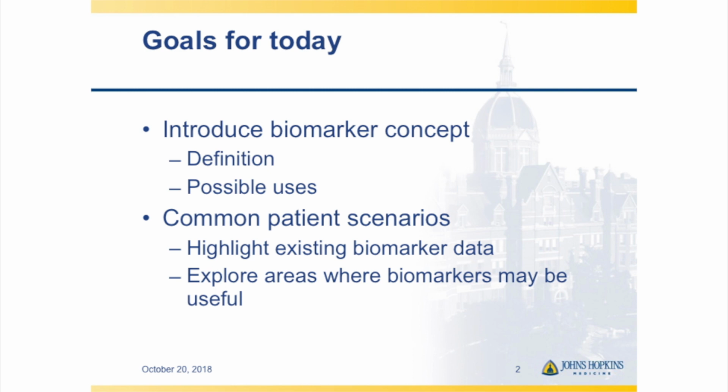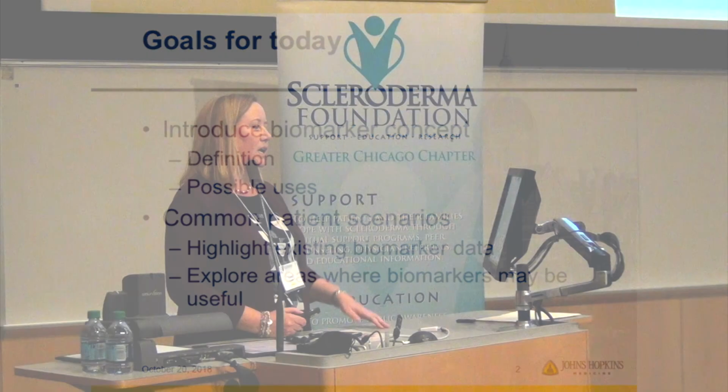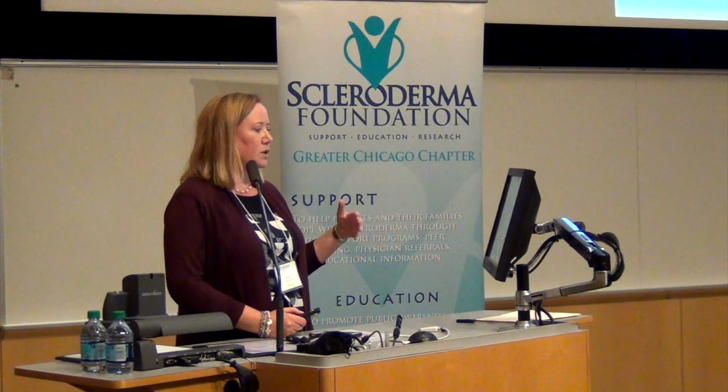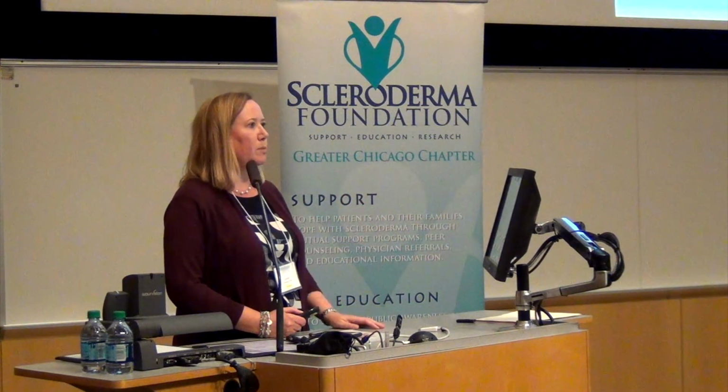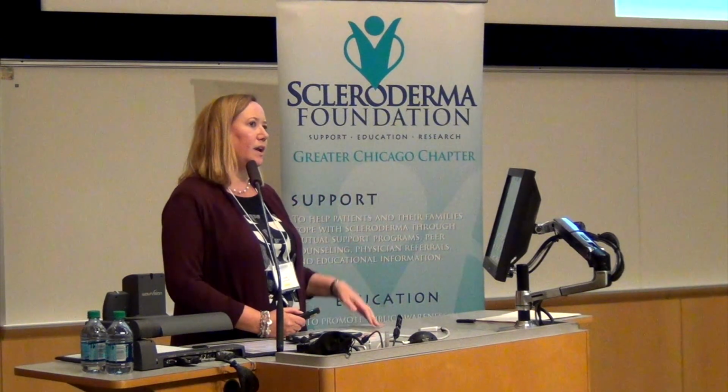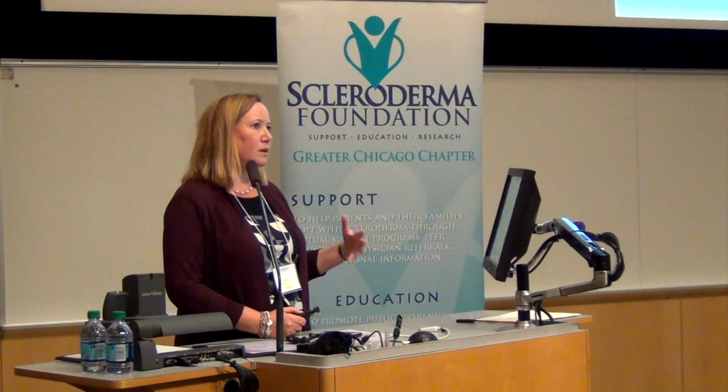And then I'm going to walk through a few patient scenarios and different aspects of the disease, like the diffuse skin disease and lung fibrosis and vascular disease, and discuss where we have existing biomarker data, and then explore areas where we probably could do better and we could use biomarkers more effectively.